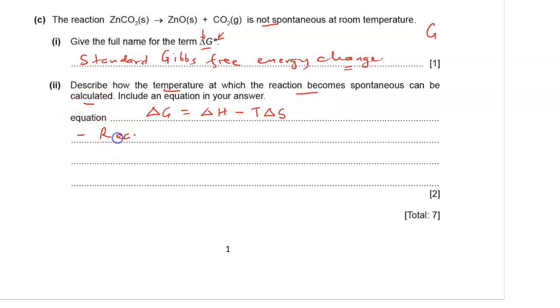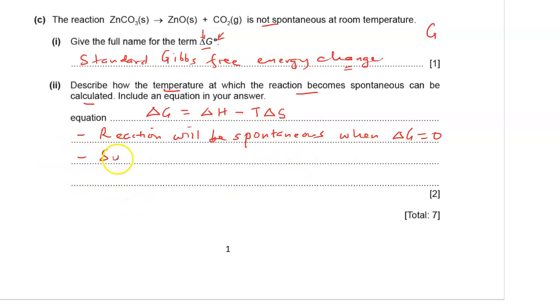So the reaction will be spontaneous, or will just convert zinc carbonate to zinc chloride and carbon dioxide. That is spontaneity. It will be spontaneous when delta G will be 0.